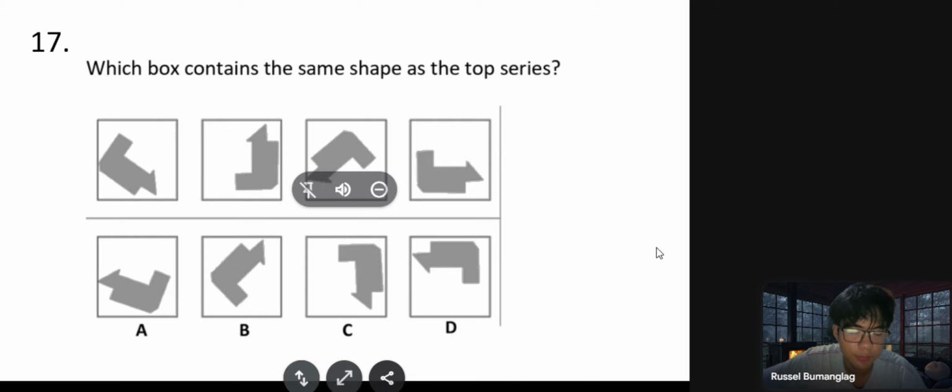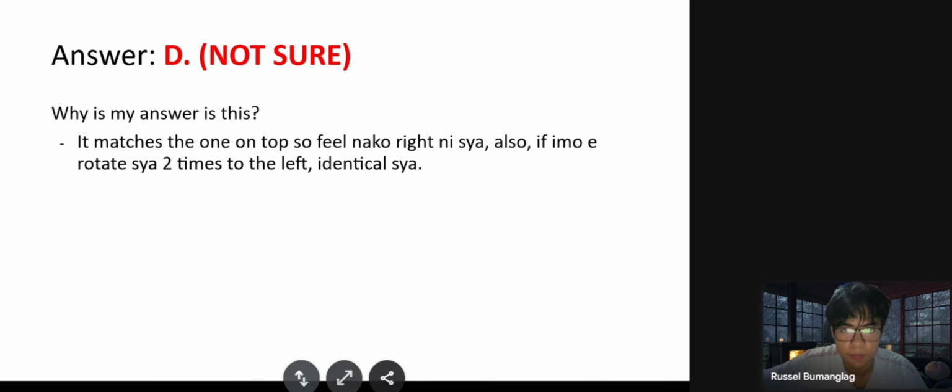For number 17, which box contains the same shape as the top series? For my answer, which I'm not sure, is letter D. It matches the one on top, so I feel like it's right. Also, if you rotate it like 2 times to the left, they're identical. So that's why I chose D, but I'm also not sure.